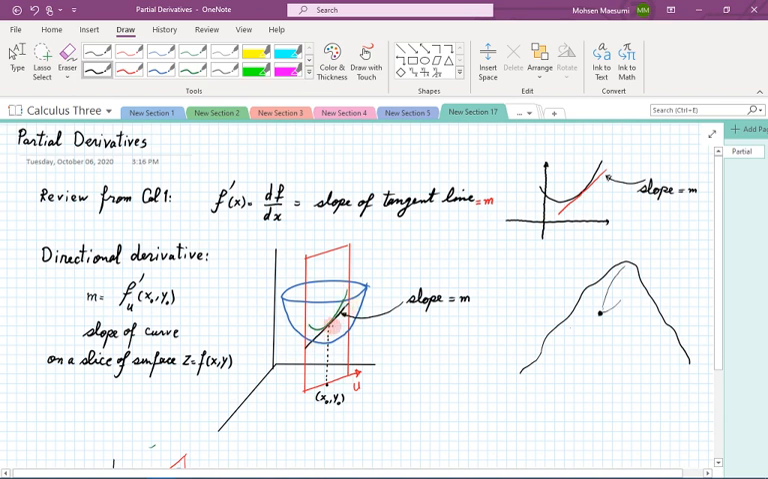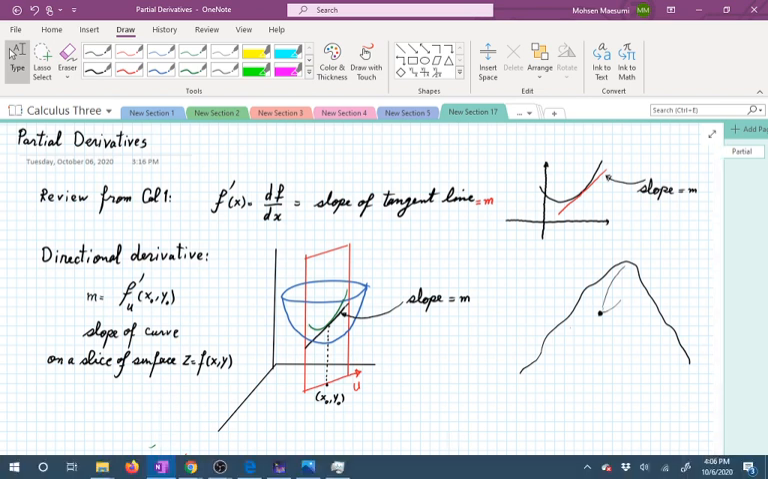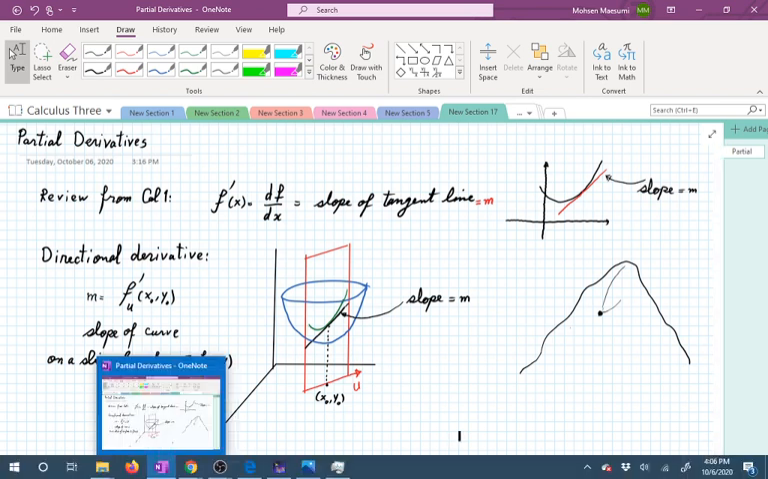What you find there depends on the direction that you have taken, and that's going to be called the directional derivative. We are going to come back to this topic later in this chapter, but I think that's a natural place to start the topic of partial derivatives. Let me show you this in the context of a nice graphic made by one of our colleagues.